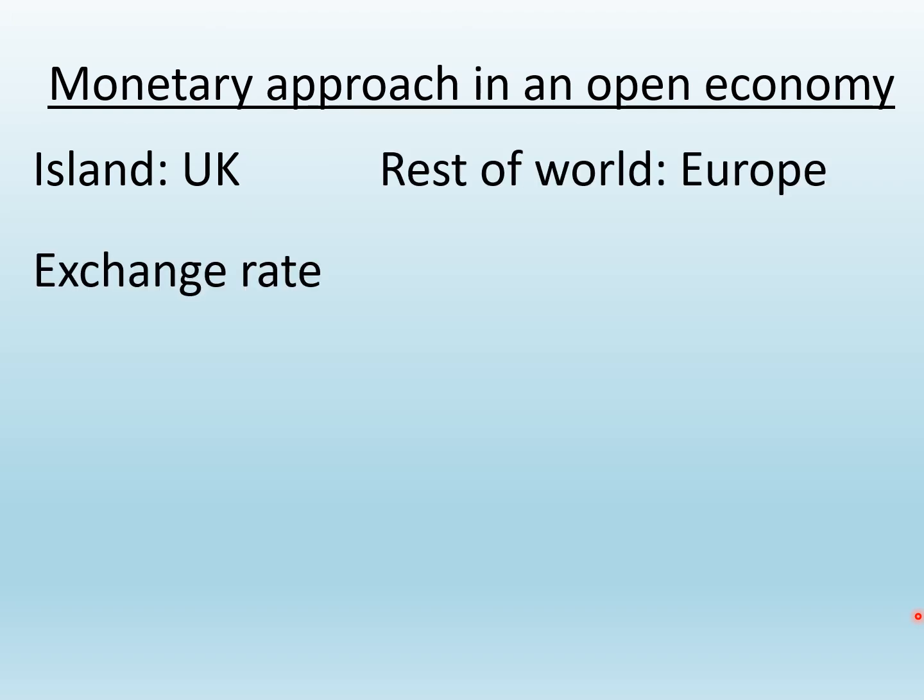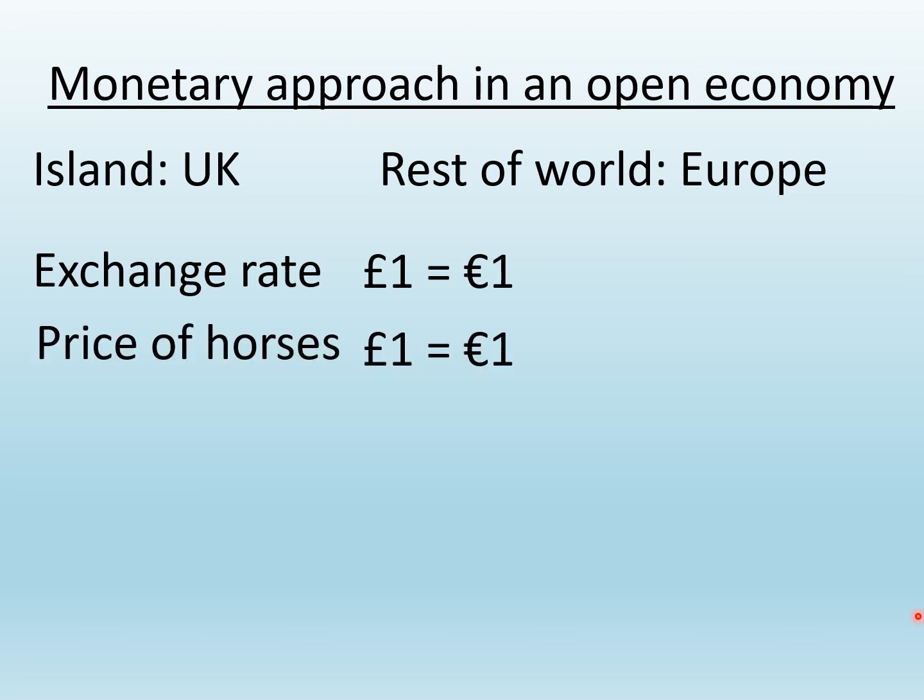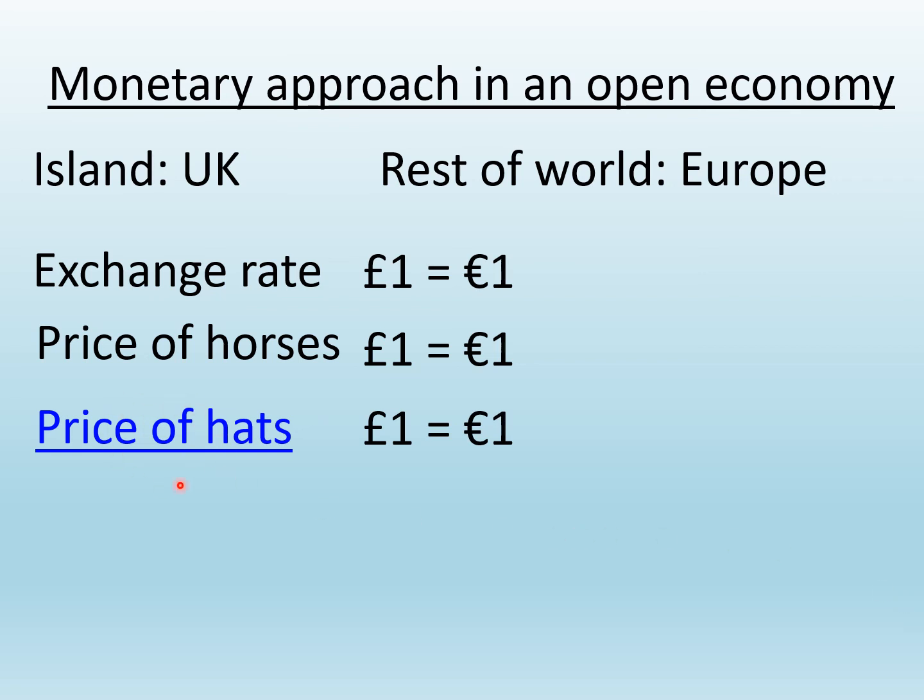So this slide repeats what happened on the island, and it's repetition because I can't use the hyperlinks. So we have the island, which is the UK, we have the rest of the world, which is Europe, we have the exchange rate as we started with, €1 is equal to $1. We've got the price of horses, €1 is equal to $1, and we have the price of hats equal to €1 to $1. And there's a hyperlink, as you can see again on the hats here, which takes you back to the previous diagram if you're working in the PowerPoint without narration.